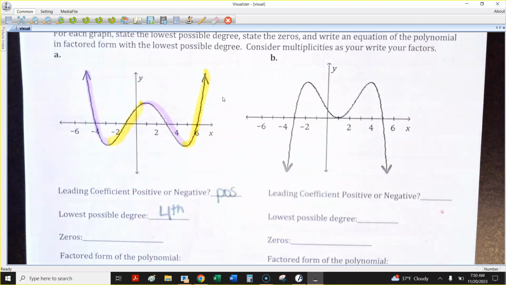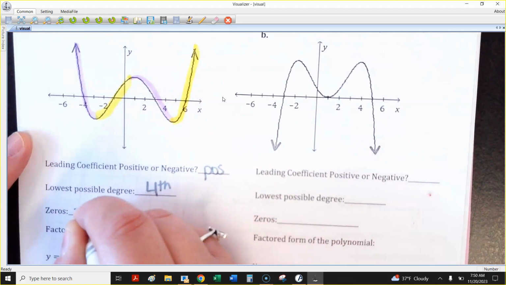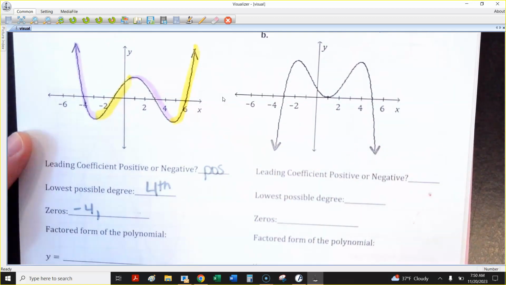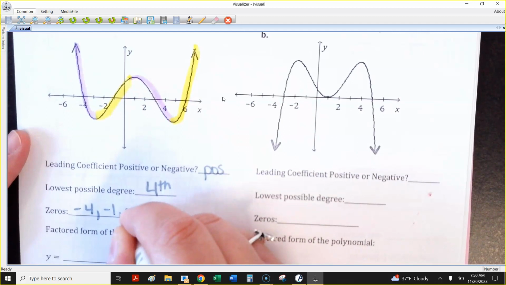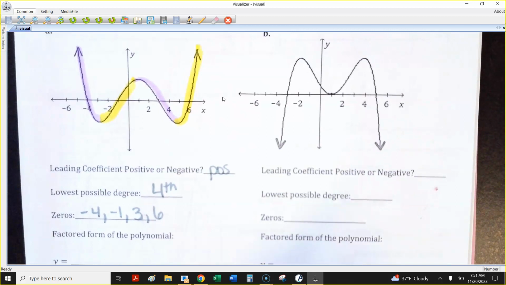Can you tell me, just raise your hand, from the graph, what are the zeros of this polynomial? Carter, go ahead. -4, -1, yep. 3 and 6, perfect. Do I have any multiplicities here that are even? Like, do we have any bounces on this graph? No. Okay.